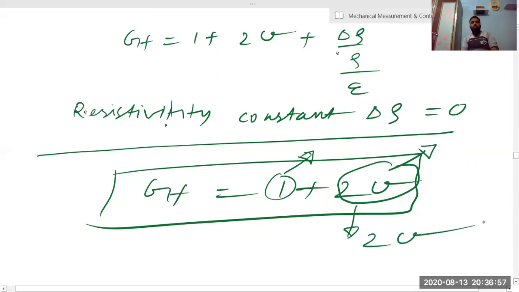Okay, that's it. So we are done with strain gauge, strain measurement. What do you mean by strain? What do you mean by strain measurement? What are the applications of strain measurement? And what do you mean by gauge factor? What is the definition of gauge factor? It is per unit change in resistance to per unit change in length. And we started all of this with a basic definition: R is equal to rho into L by A. Thank you so much.